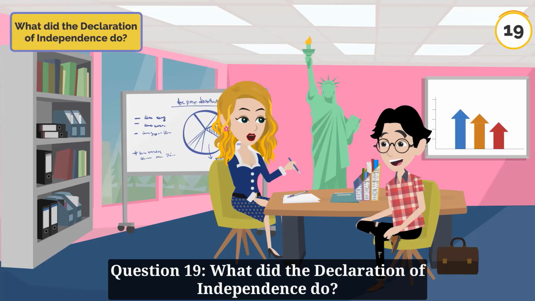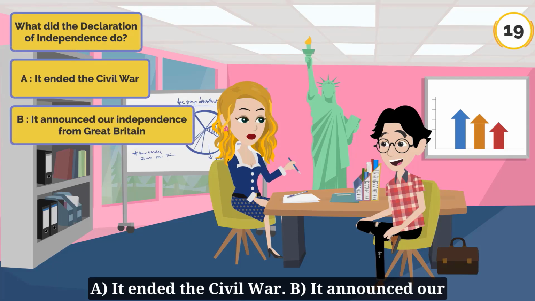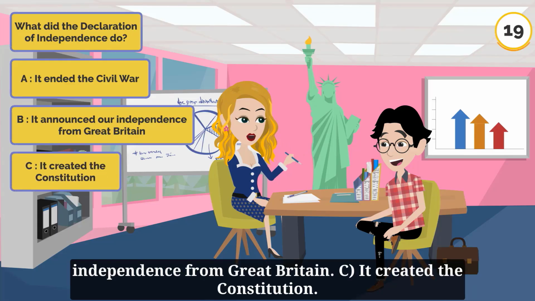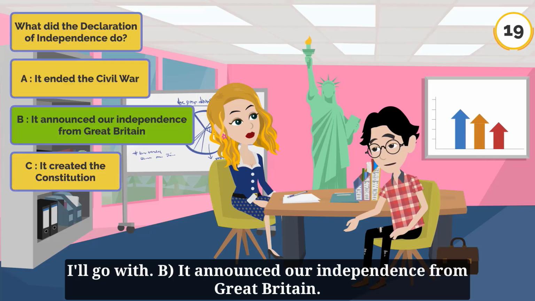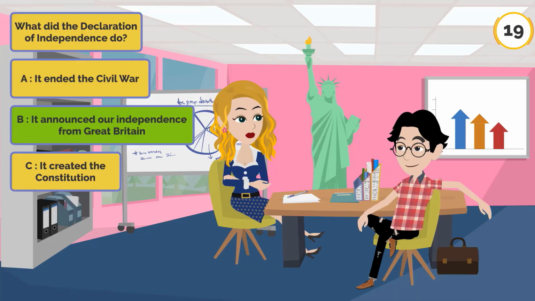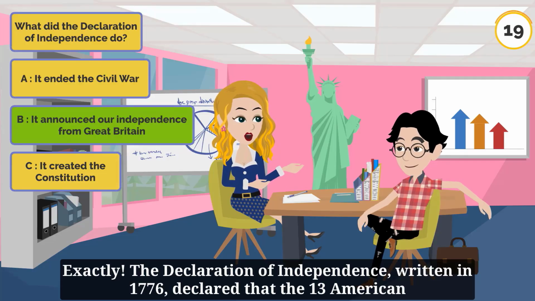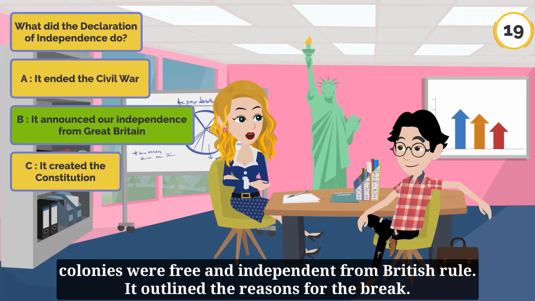Question 19. What did the Declaration of Independence do? A. It ended the Civil War. B. It announced our independence from Great Britain. C. It created the Constitution. I'll go with B. It announced our independence from Great Britain. Exactly. The Declaration of Independence, written in 1776, declared that the 13 American colonies were free and independent from British rule. It outlined the reasons for the break.